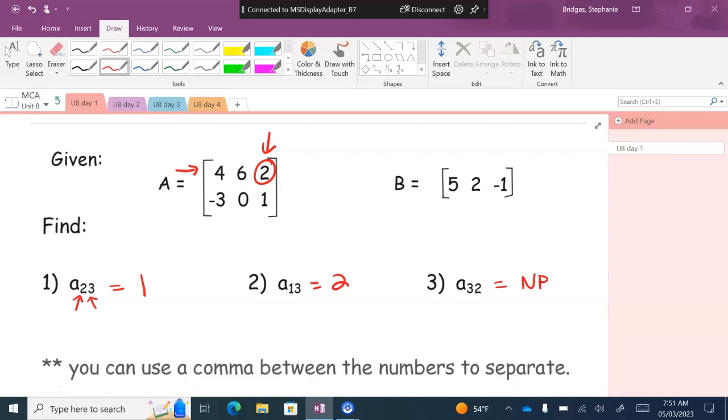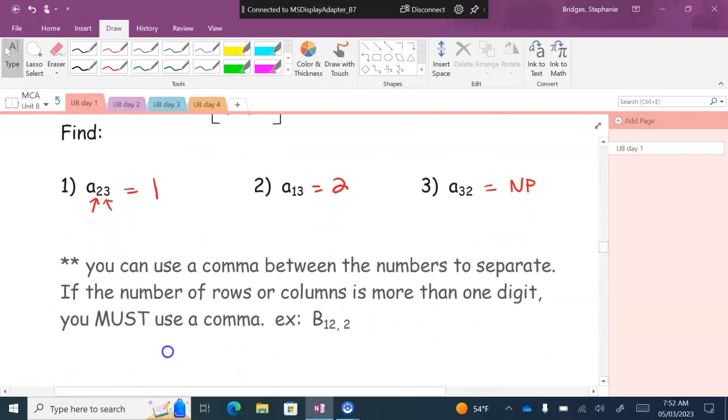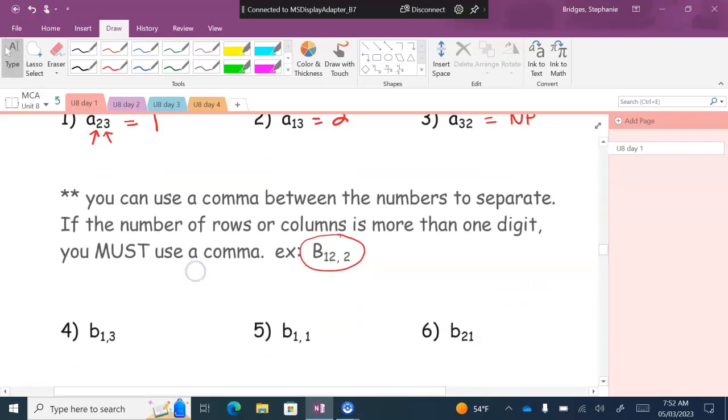Now, it says below at the bottom, you can use a comma between the numbers to separate. Sometimes they do, sometimes they don't. It means exactly the same thing. We are still using those same 2 matrices. You don't have to write all that down, okay? If the number of rows or columns is more than 1 digit, then you have to use a comma. So like if I had 12 rows, like that little example right here says, I would have to use a comma. But otherwise, if it's just a single digit number of rows and a single digit number of columns, you don't have to use a comma, but they can also look like that.